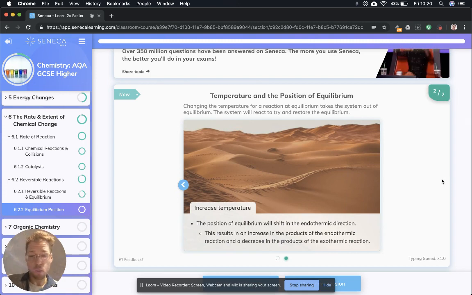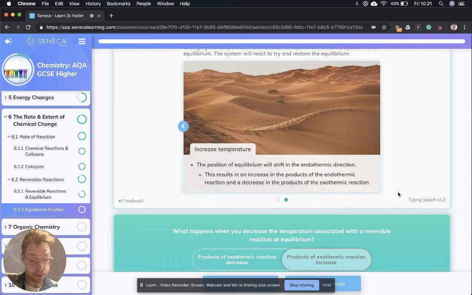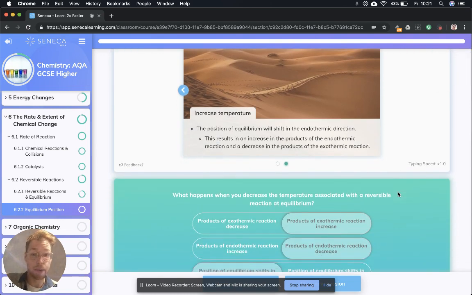So with that said, what do you think happens when we increase the temperature? Well, something very similar happens, but this time the system wants to decrease the temperature to counteract the increase that we have put on the system. So the position of the equilibrium shifts to the endothermic direction. This results in an increase in the products of the endothermic reaction and a decrease in products from the exothermic reaction. And endothermic reactions take heat energy in from the surroundings, so cause the surroundings to cool down. Okay, so it's all about just maintaining a balance.